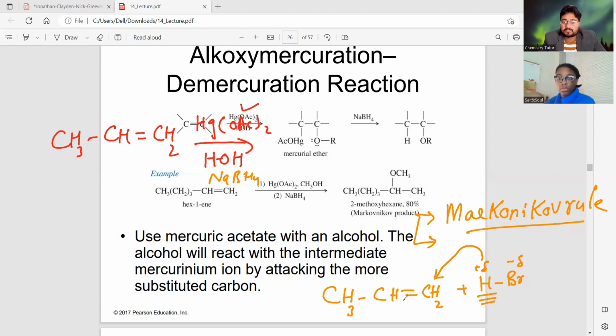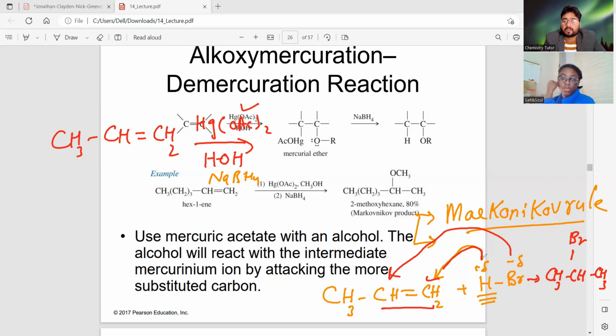This carbon will carry a positive charge, and in the next step the bromide will attack on this carbon. So the product is CH3, CH(Br), CH3. Rich become richer: this carbon contains 2 hydrogens, that carbon 1 hydrogen, so hydrogen goes to that carbon of the double bond which contains more hydrogen. This rule is known as the Markovnikov rule. So oxymercuration, demercuration first of all follows the Markovnikov rule.